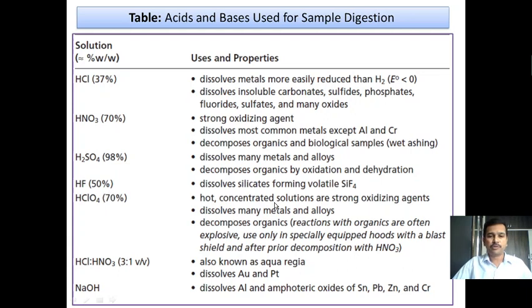Hydrogen fluoride 50% can also be used to dissolve silicates in the form of SiF4, silicon tetrafluoride. Perchloric acid and aqua regia, which is a 3:1 mixture of hydrochloric acid and HNO3, you can use, and that will be used to dissolve gold and platinum. Sodium hydroxide dissolves aluminum and amphoteric oxides of tin, lead, zinc, and chromium. So these are some representative examples. Even more than this we can propose, and these are the acids and bases which can be used for the digestion step for digesting the sample in order to convert the sample into solution state.